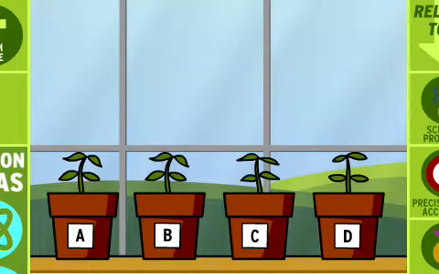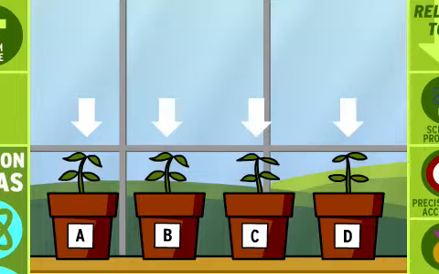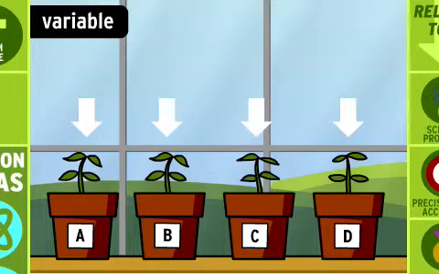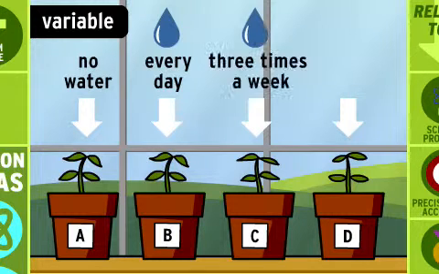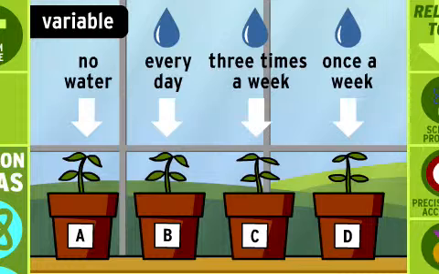Here's the plan. We've got 4 healthy fig plants marked A, B, C, and D. They have the same type of pot, the same soil, and they're getting the same amount of sunlight. The only variable, or thing that changes, will be the amount of water they receive. Plant A will not be watered at all. Plant B will be watered every day. Plant C will be watered 3 times a week. And Plant D will be watered just once a week. We'll check back in a month to see what's happened.